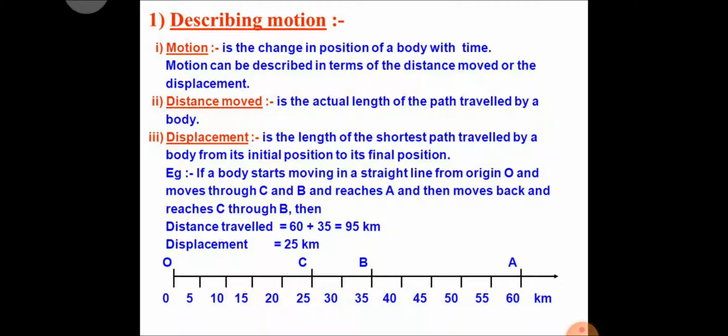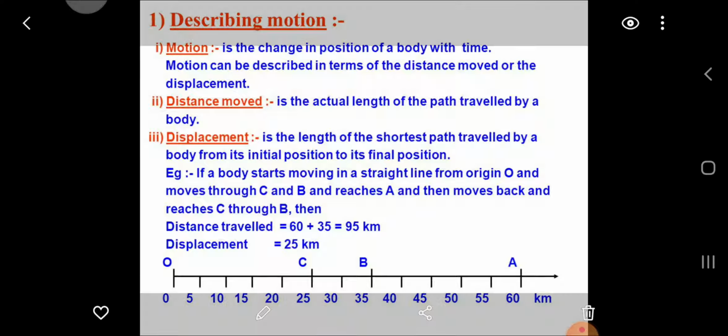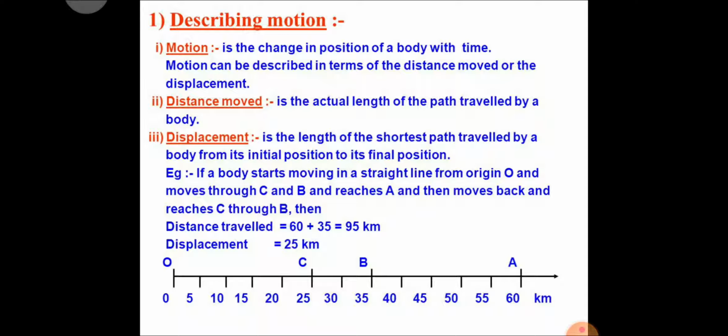Now, distance moved is the actual path traveled by a body. It can be any object, it can be anything. So we can say that it is the actual length of the path traveled by a body. Now displacement is the length of the shortest path traveled by a body from its final position to its initial position.